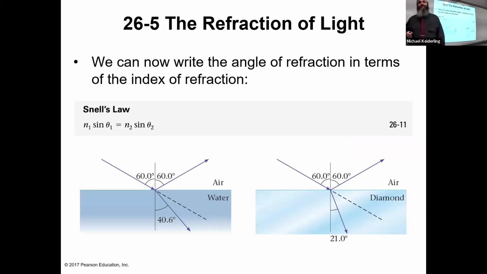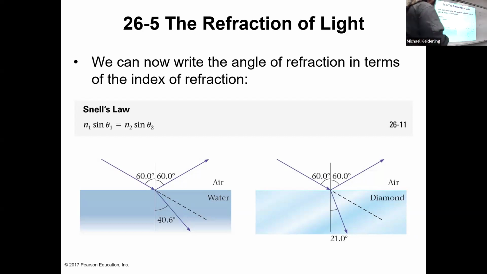So we can write the angle of refraction in terms of the index of refraction. So you get index of refraction 1 times the sine of theta 1 equals index of refraction 2 times the sine of theta 2. This is the form that is primarily used because it's just a lot more practical. Numbers are smaller, they're just easier to work with.